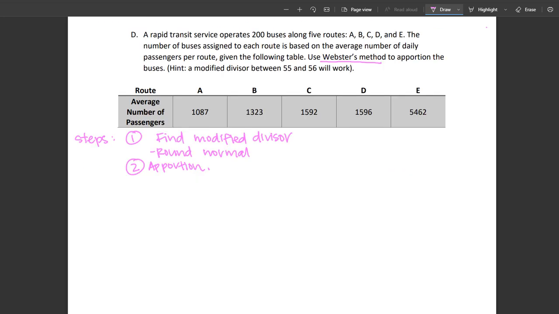So D says a rapid transit service operates 200 buses along 5 routes, A, B, C, D, and E. The number of buses assigned to each route is based on the average number of daily passengers per route, given the following table. Use Webster's method to apportion the buses, and then it gives us a hint. A modified divisor between 55 and 56 will work. So let's just use the divisor 55.5. So we're going to do the same thing. We're going to take the number of passengers for each route and divide it by our divisor.